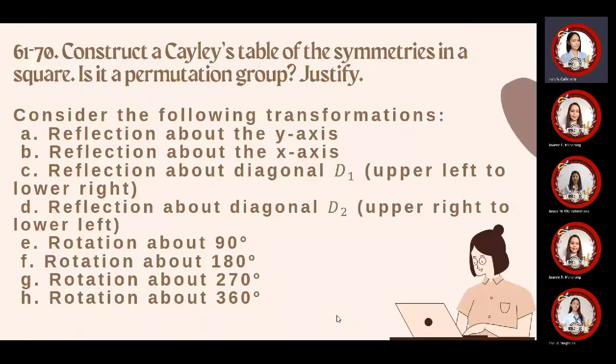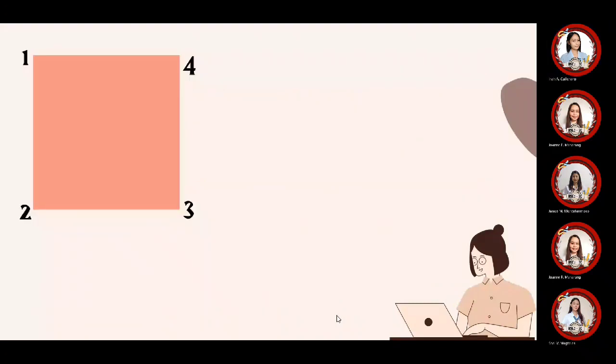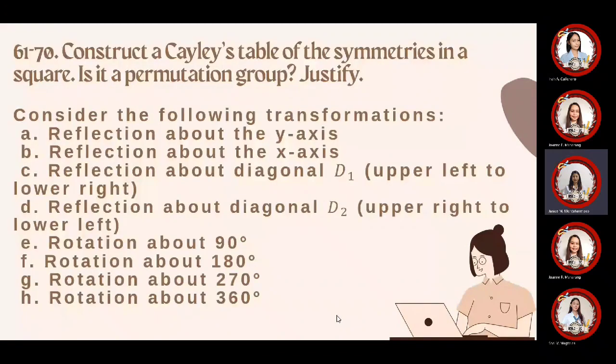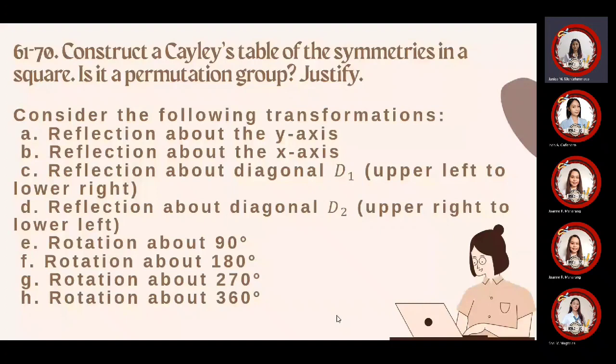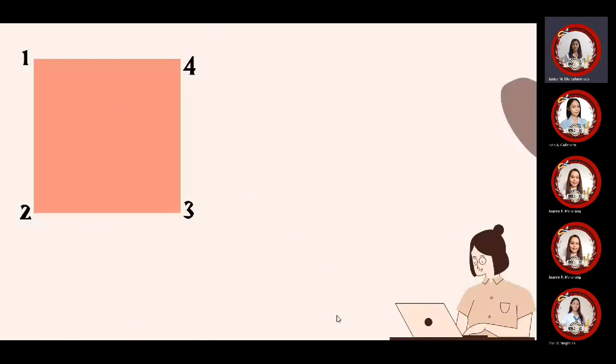For 61 to 70, construct a Cayley table of the symmetries in a square. Is it a permutation group, and justify? So we have a reflection about the x-axis, which is 1 maps to 4, 2 maps to 3, 3 maps to 2, and 4 maps to 1.